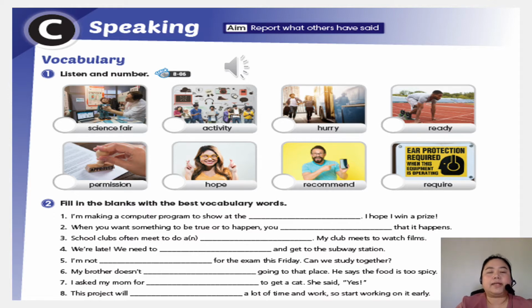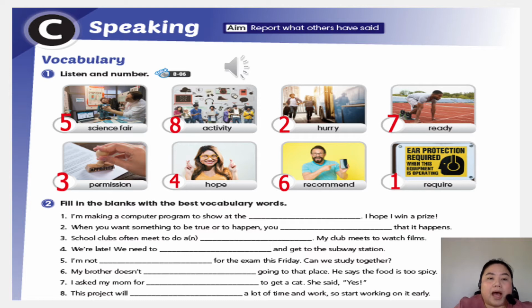Okay, number 1, the answer is require. Number 2, hurry. Number 3, permission. Number 4, hope. Number 5, science fair. Number 6, recommend. Number 7, ready. And number 8, activity. Now, we will take these 8 words and fill in the blanks.